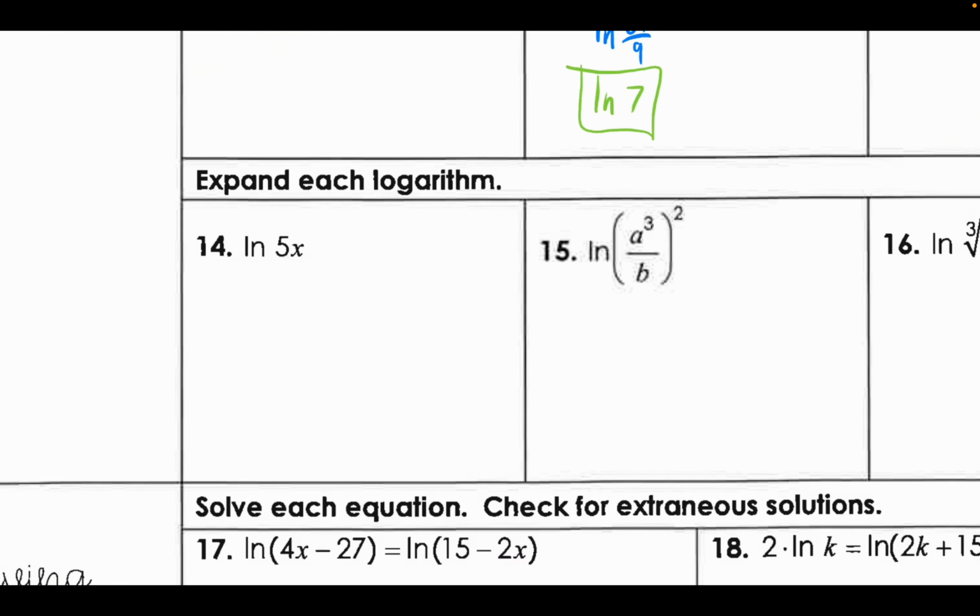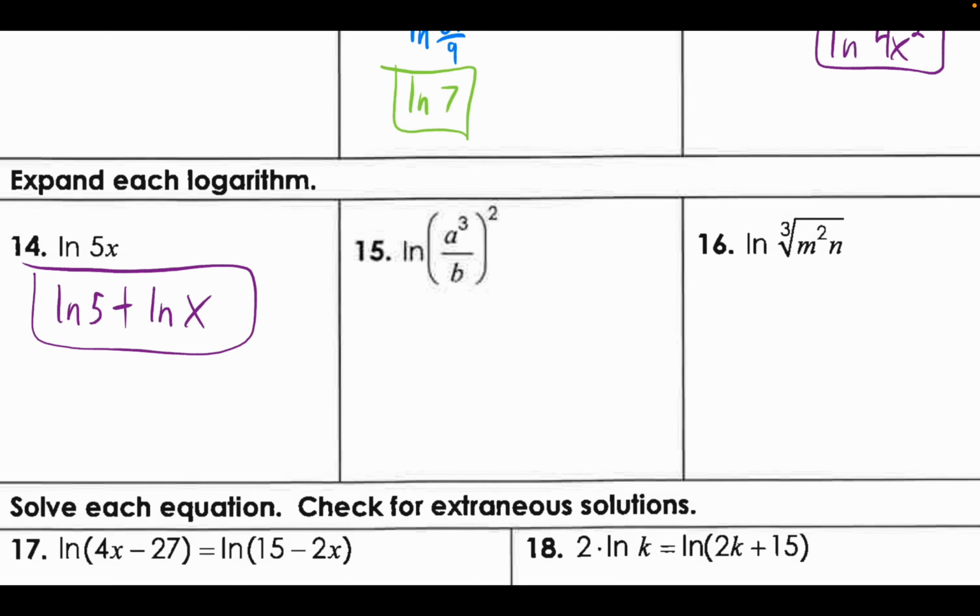So now on 14, 15, 16, we're going to expand it. So remember, multiplication is not multiplication. It's really addition here. So natural log of 5 plus natural log of x. Fully expanded. Number 15, before we expand, let's make those exponents into singular exponents. So natural log of a to the power of 6 over b to the power of 2. Now we can expand these into 2 separate logarithms, each with a coefficient. 6 times natural log of a minus, because they're dividing, 2 times natural log of b.